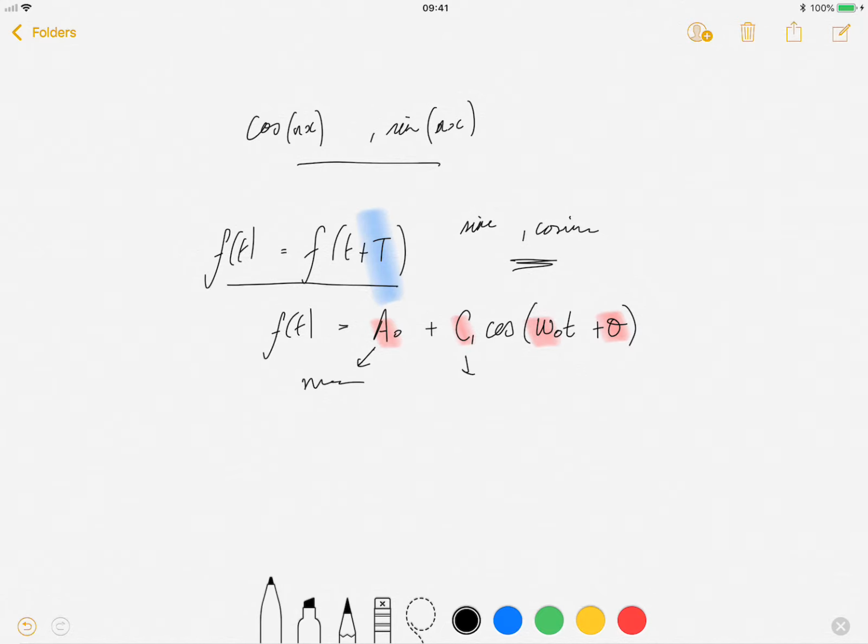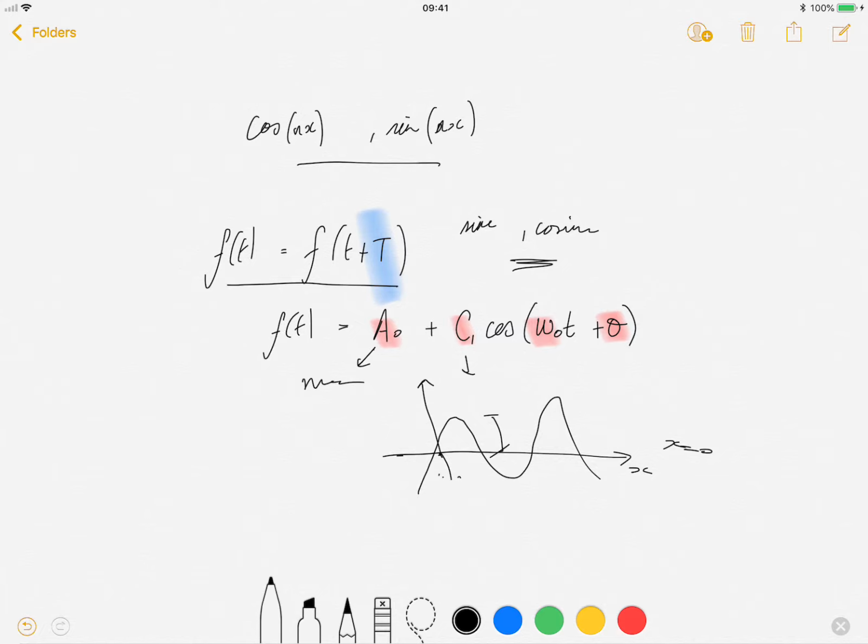c1 is the amplitude, the height of the oscillation. That is, if we had some function that looks like this, c1 is the height of the oscillation, so it would be that term. a0 is the mean. In this instance, this is our x-axis, so our mean is at x equals 0.